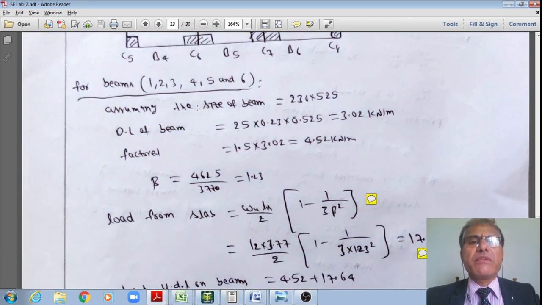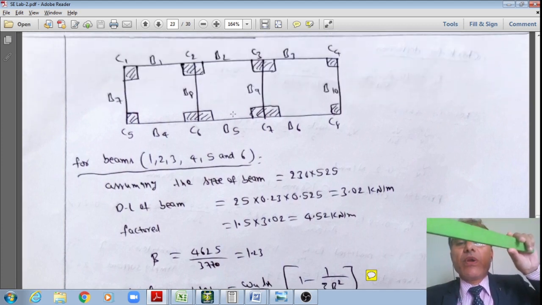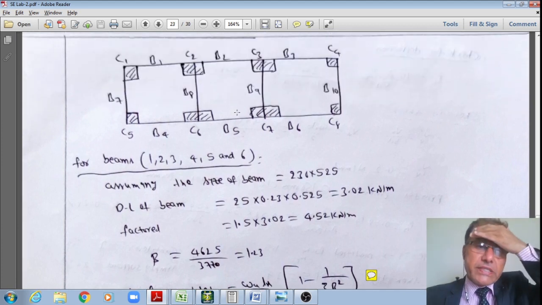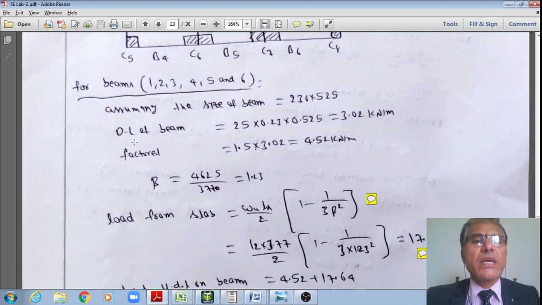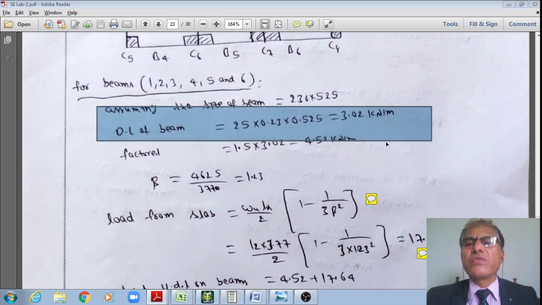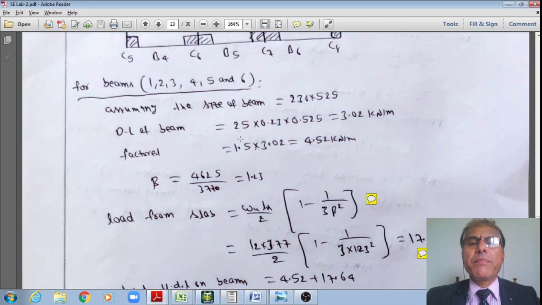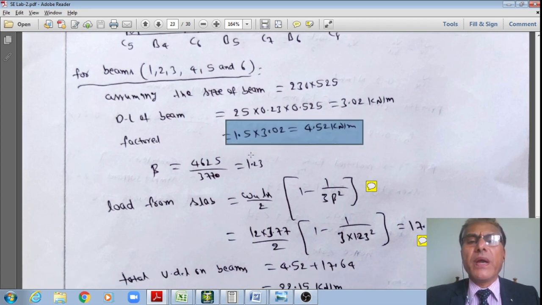Now I am assuming the size of the beam as 230 mm width by 525 mm, from past experience. Therefore, assuming this, I'll get the dead load of the beam as 0.23 multiplied by 0.55 multiplied by 25. It works out to 3.02 kilonewton per meter. And if I multiply with 1.5, then I'll get the factored dead load equal to 4.52 kilonewton per meter.